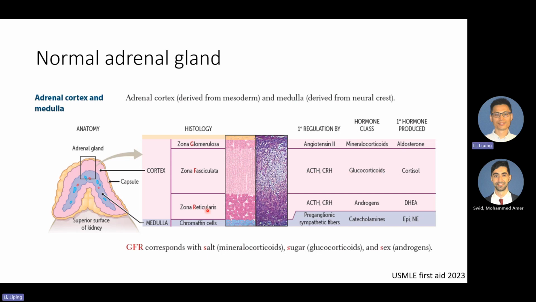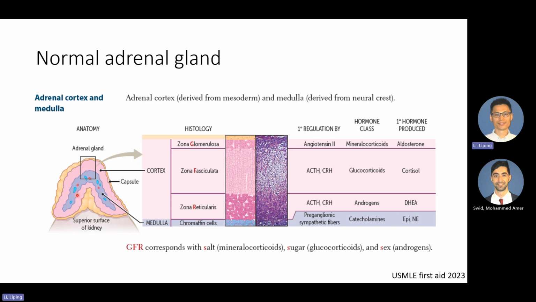And then the other cell layer is the reticularis. These cells are kind of darker compared to these 2 layers, and also lipid limited. So if lipid rich, like in the fasciculata, we can see this clear cytoplasm. And then this one is darker, even darker than the glomerulosa cells. And the hormone class is androgen, that's DHEA.